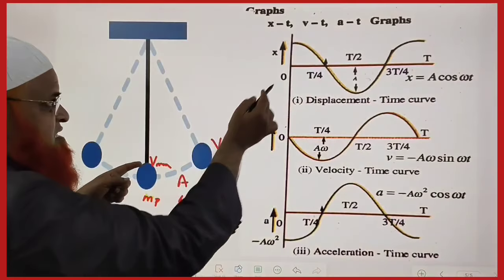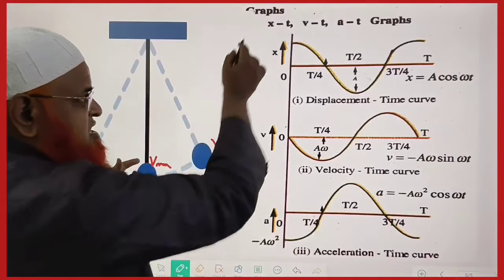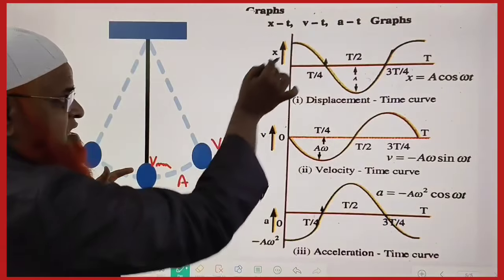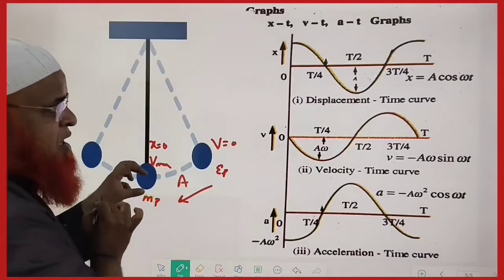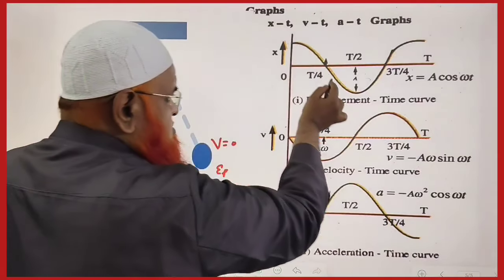Whereas the displacement, when it starts from maximum and comes to mean position, it decreases. Here displacement is going to be 0. At this place, displacement is going to be 0. After it goes to negative maximum, so it comes like this.